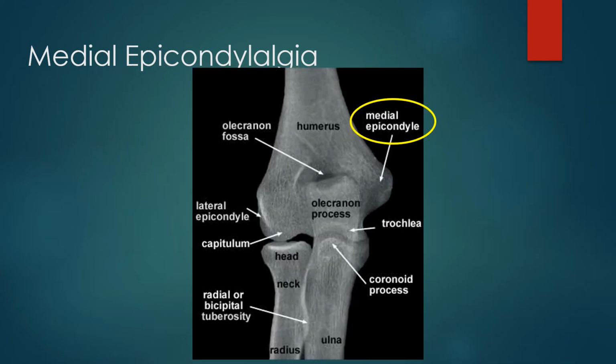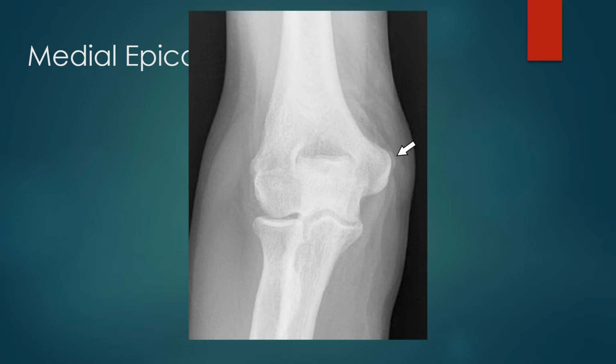So this is the same normal AP elbow X-ray with the lateral epicondyle highlighted. Just as in lateral epicondylalgia, X-rays will oftentimes be benign for this condition. However, in this particular AP X-ray, there is visible soft tissue calcification about the medial epicondyle.